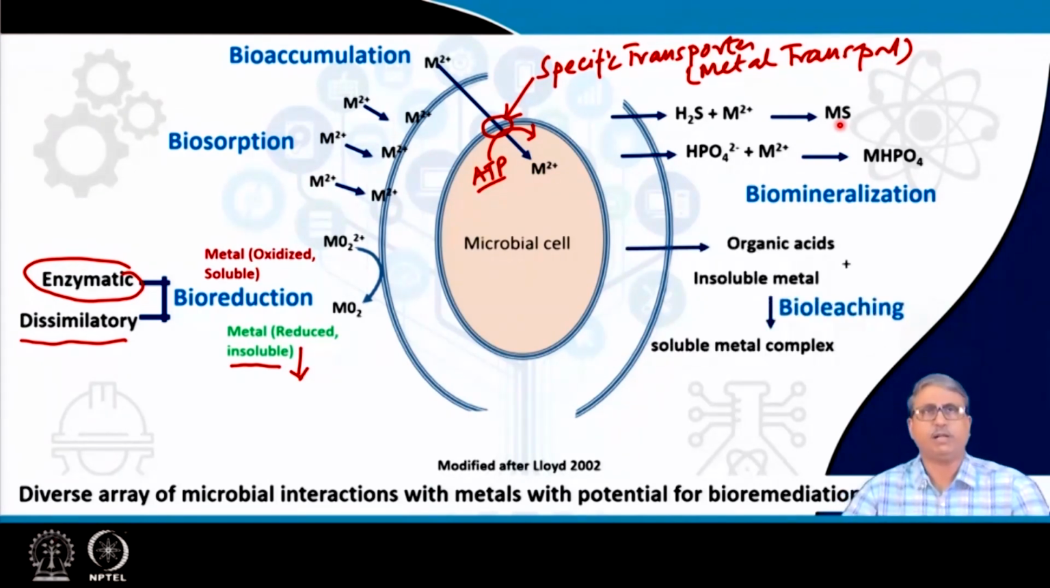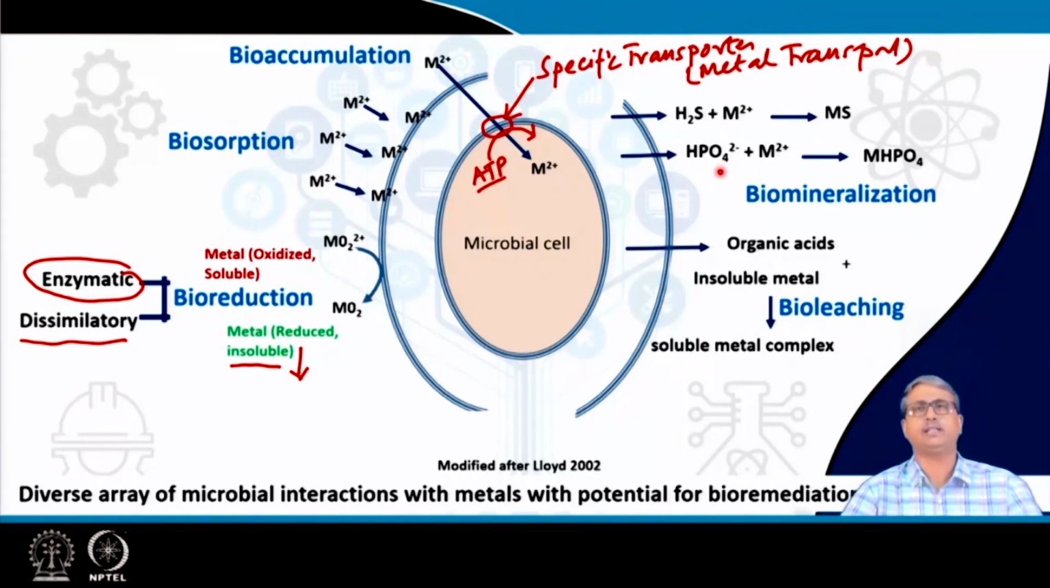Now, all these mechanisms, bioaccumulation, biosorption, bioreduction and biomineralization, have been found to be very useful for bioremediation or for the removal of the metals, because in all these cases they either remove the metals from the aqueous phase, like biosorption or bioaccumulation, or the bioreduction allows the precipitation of the insoluble metal, or the biomineralization facilitates the precipitation of the mineral form of the metals, through the production or use of some ligands which are produced by the bacteria or the fungal cells.